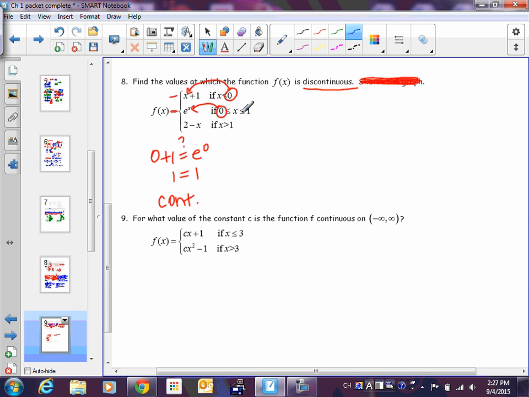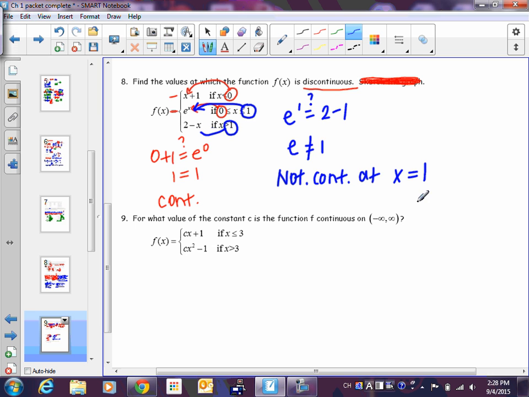Okay, so let's try the next one. The middle piece is ending when x equals 1, and the third piece is beginning when x equals 1. So we're plugging in again, but we're plugging these other numbers in. So e to the 1, does that equal 2 minus 1? Does e equal 1? No. In fact, they don't equal each other. Therefore, we have not continuous at which x value? 1. I mean, technically, x equals 1 is my answer. The rest is just work. This was not a proof problem.